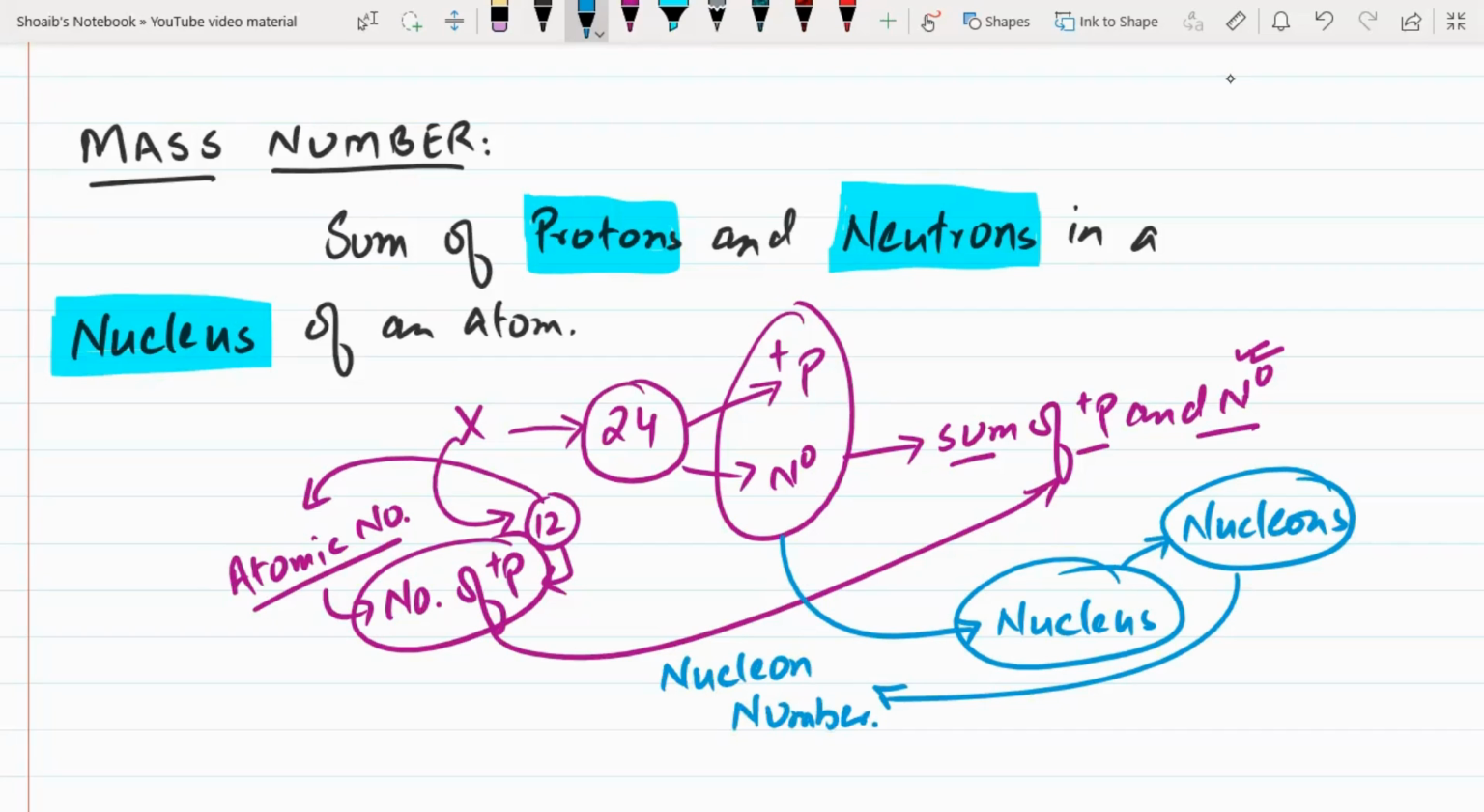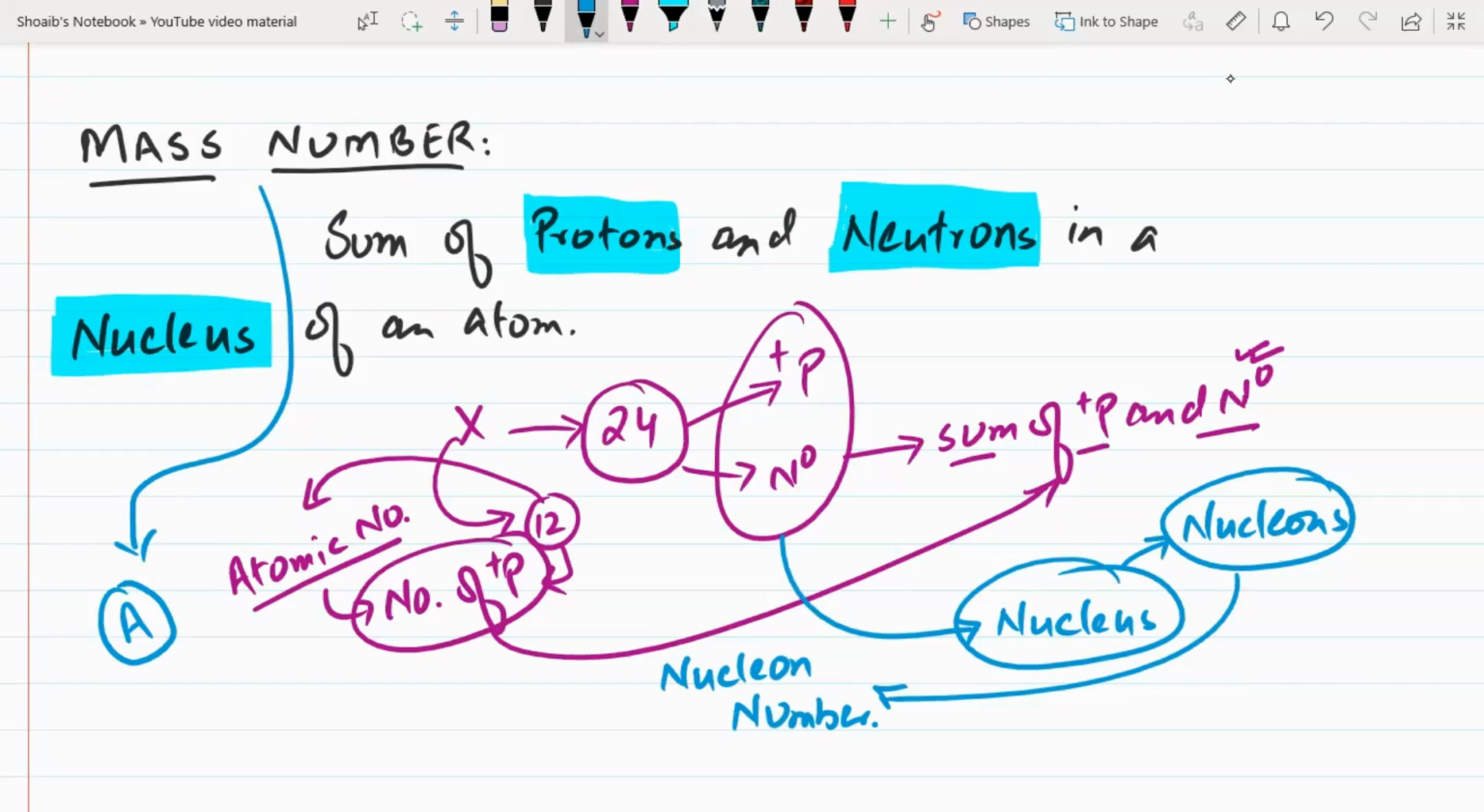Now, the mass number or the nucleon number is represented by the capital letter A. So the capital A represents the mass number or the nucleon number.